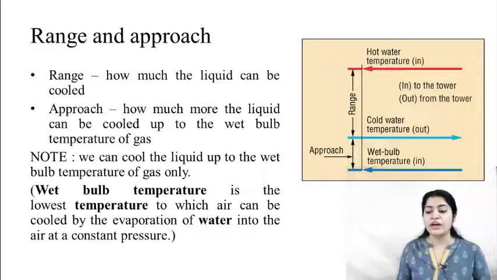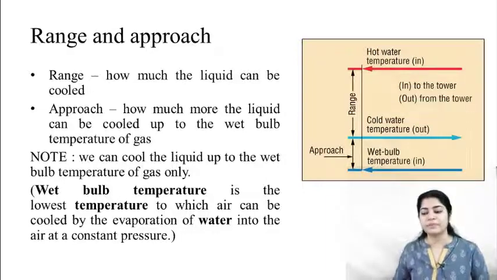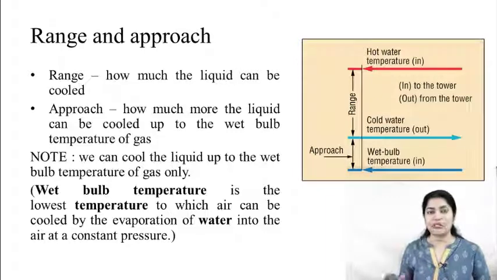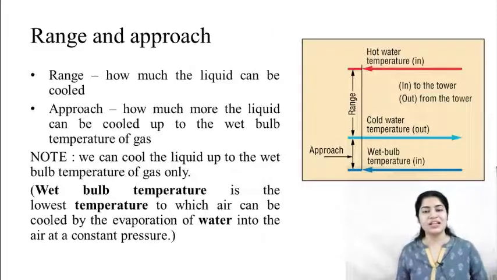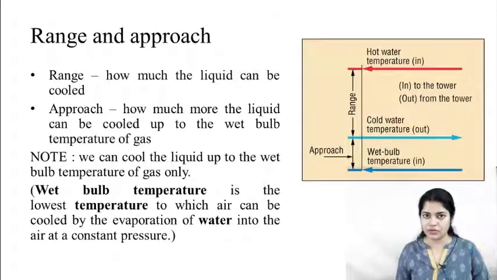Now, approach is the maximum limit up to which you can cool. Up to the wet bulb temperature you can cool it. So cold water out minus wet bulb temperature in, that is your approach. It tells how much more the liquid can be cooled up to the wet bulb temperature. So these are the important points you have to remember about your cooling tower.